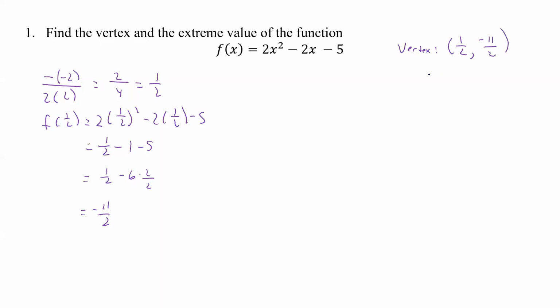So that's our vertex. Now, we have a greater than 0, so it opens up. Remember, when it opens up, what do we have? We have a minimum. So we have a minimum extreme value of negative 11 over 2. Okay, and so that's our extreme value, negative 11 over 2. We know it's a minimum, and then we also have our vertex. So we looked at the a, we found the vertex, and then we also got our extreme value out of that. And so that's how we can use the things we've looked at already to help us find different values that they are going to look for here.